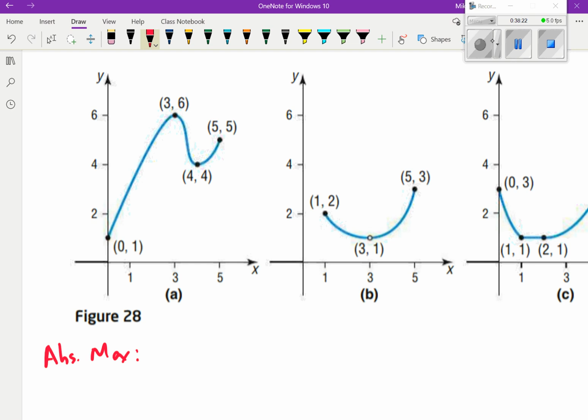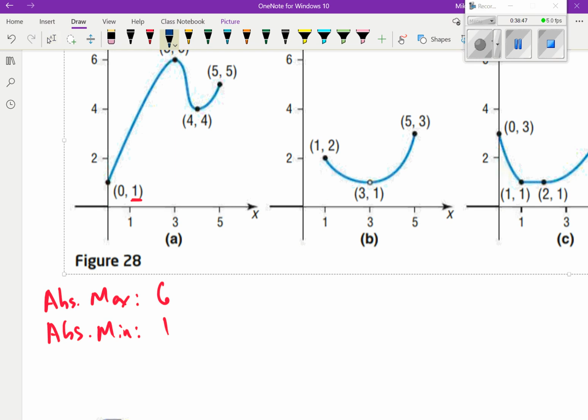On this one, I would say yes. I've got this point here. That's the highest point on the graph. So the absolute max is 6. The highest value I get to is 6. Do I have any absolute minimums? What's the lowest point I get to? The lowest y value I get to is 1. So my absolute min is 1.